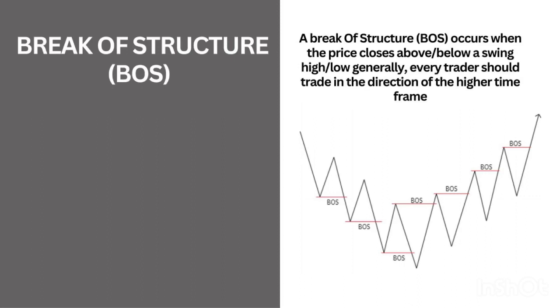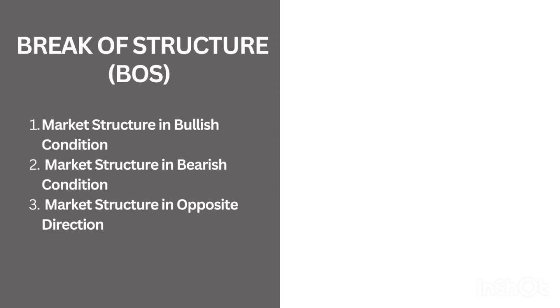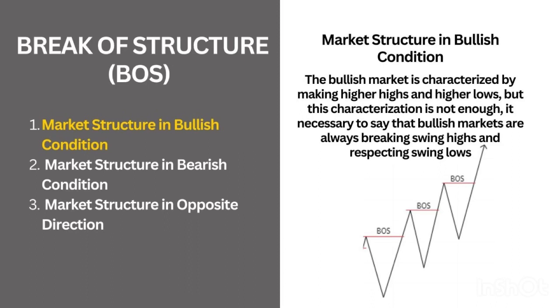And then we have three types of break of structure that we are going to go into. You are going to use the three types of break of structure to explain this path diagram here. The three types are market structure in bullish condition, market structure in bearish condition, and market structure in opposite direction. We will discuss all these one after the other for better understanding, and after that we go into the practical aspect to show you guys how it works on a real chart.